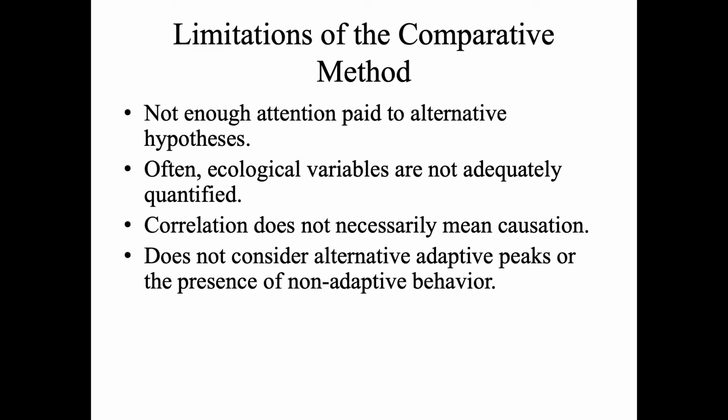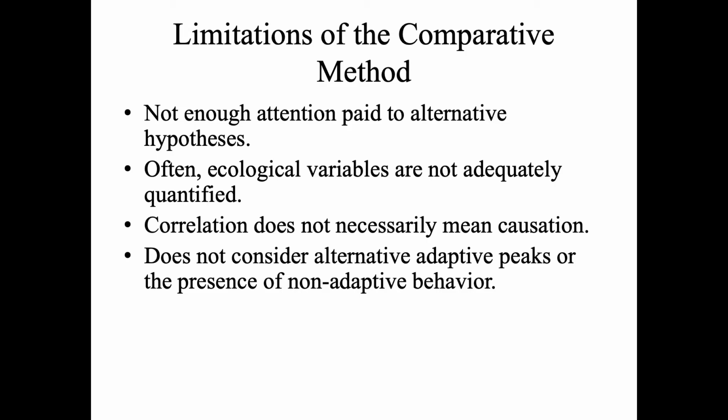And then we also sometimes see non-adaptive behavior. One of the assumptions of the comparative method is that evolution, natural selection, is optimizing behavior so that behavior is adaptive. And sometimes we see what we interpret as non-adaptive behavior, and we struggle to explain it. And so oftentimes we avoid that behavior.